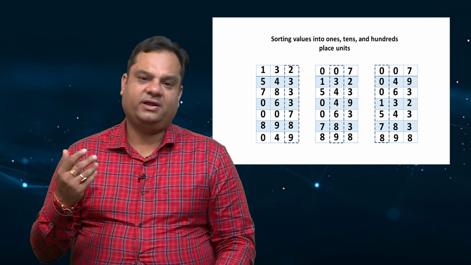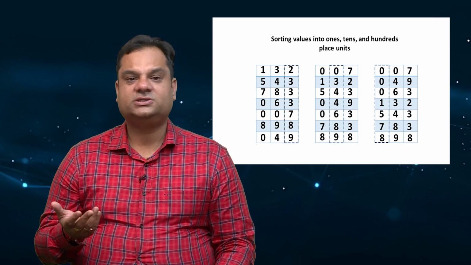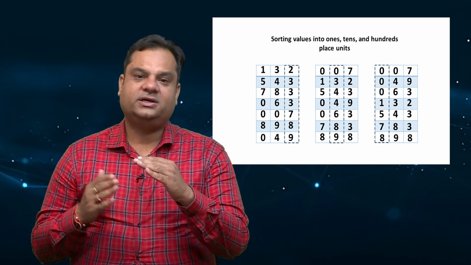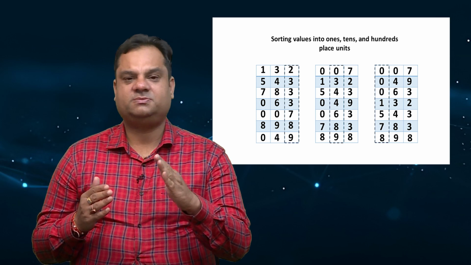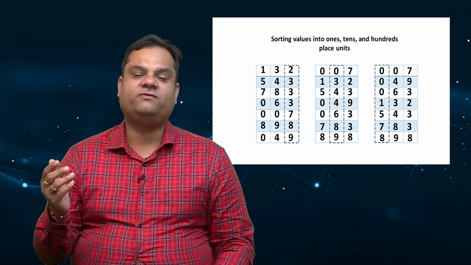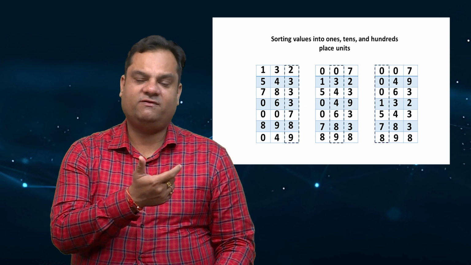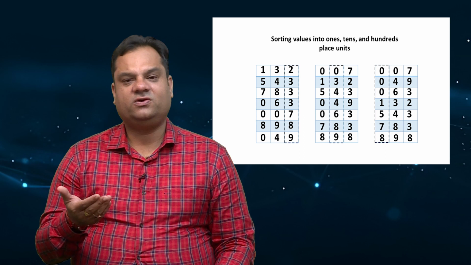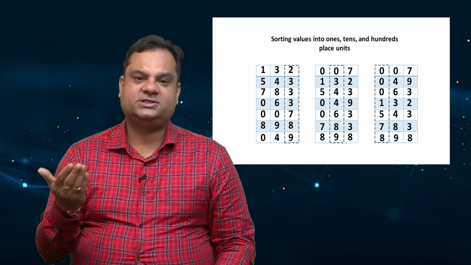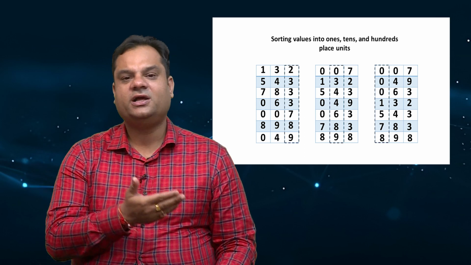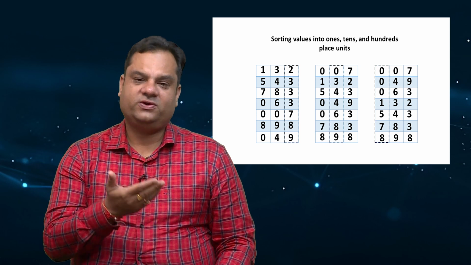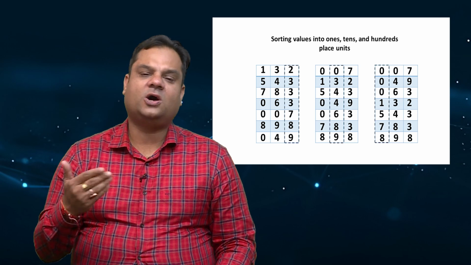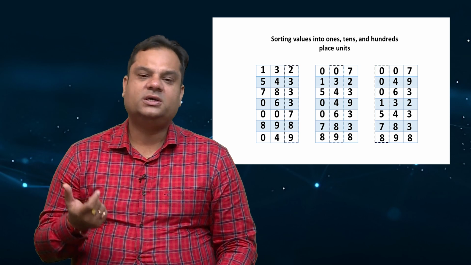Suppose we have data with 4 digits. Then we go for the thousands place also. It completely depends on the number of digits available in the particular data. Suppose we have a 5-digit number, definitely we go for the ones, tens, hundreds, thousands, 10,000 like that. Suppose we have 6 digits, so we go for the lakhs place. Again it completely depends on how many digits are available in the particular data.